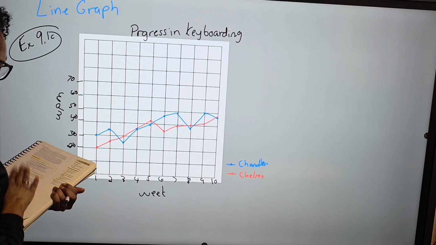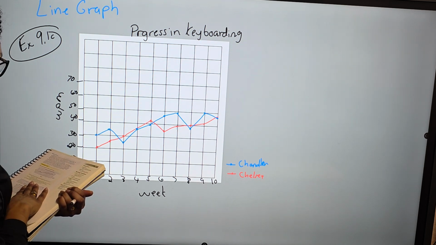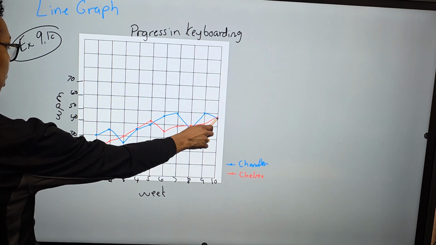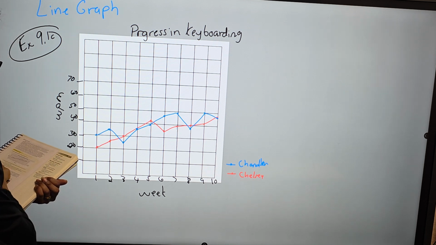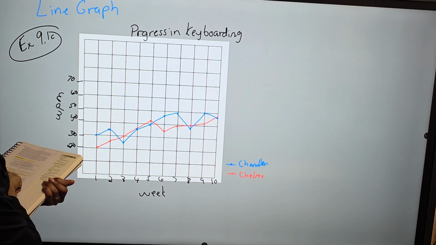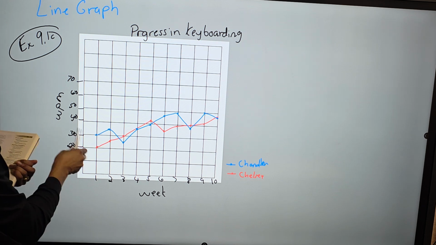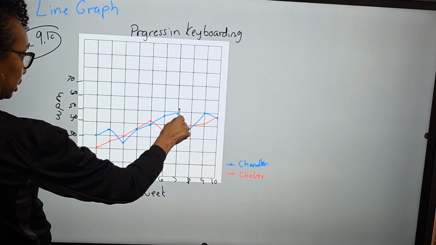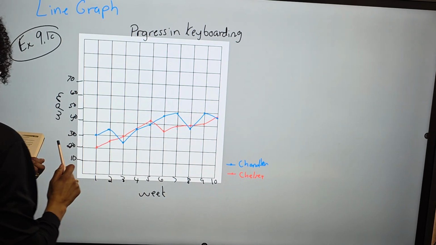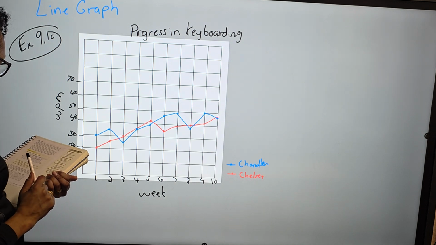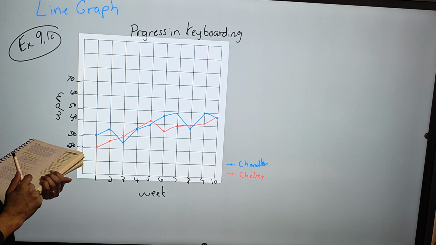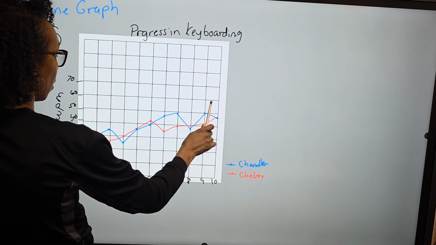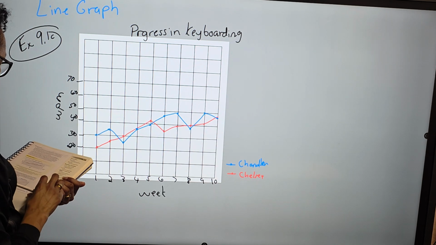All right, so the question says, during which week did Chelsea have the highest words per minute? So for Chelsea, her highest words per minute happened to be her very last week, week 10. In which weeks did Chandler have a higher WPM than Chelsea? Well, we can see he was higher on week 1, week 2, week 6, week 7, and week 9. And then who had the highest words per minute? Well, Chandler got the highest. He got 50 during week 9. So out of all the entries, that was the highest one.